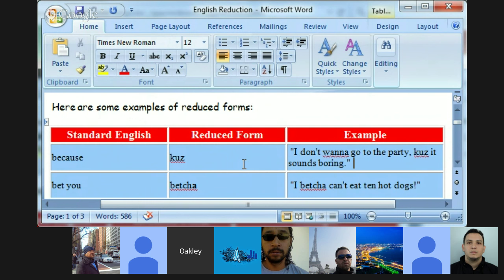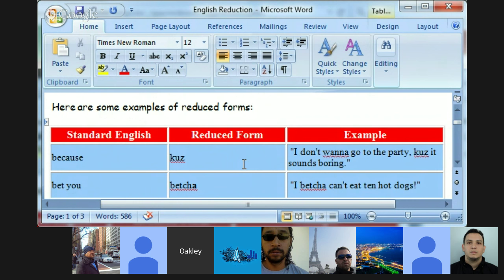I want a glass of milk. I want to go. I want to do something. I want to swim later. Okay, "want to" and a verb, it gets reduced.